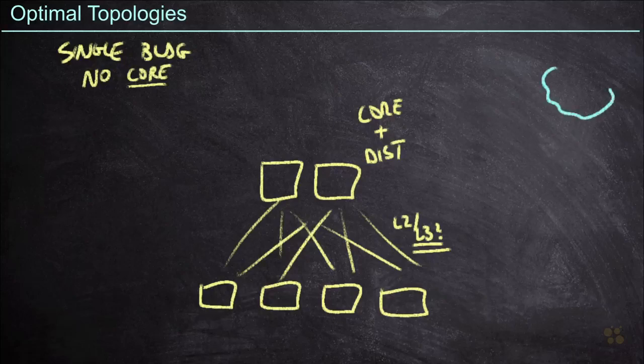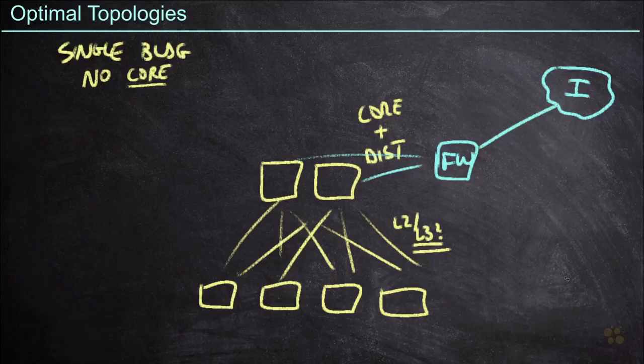For example, what about the internet? Where are we going to deploy the internet into this diagram? Well, in a lot of cases, we're going to have a firewall, and usually maybe a pair of firewalls for redundancy, or maybe an active standby configuration for that. And we're going to connect that straight into the core distribution block, and then we'll connect that up to the internet.